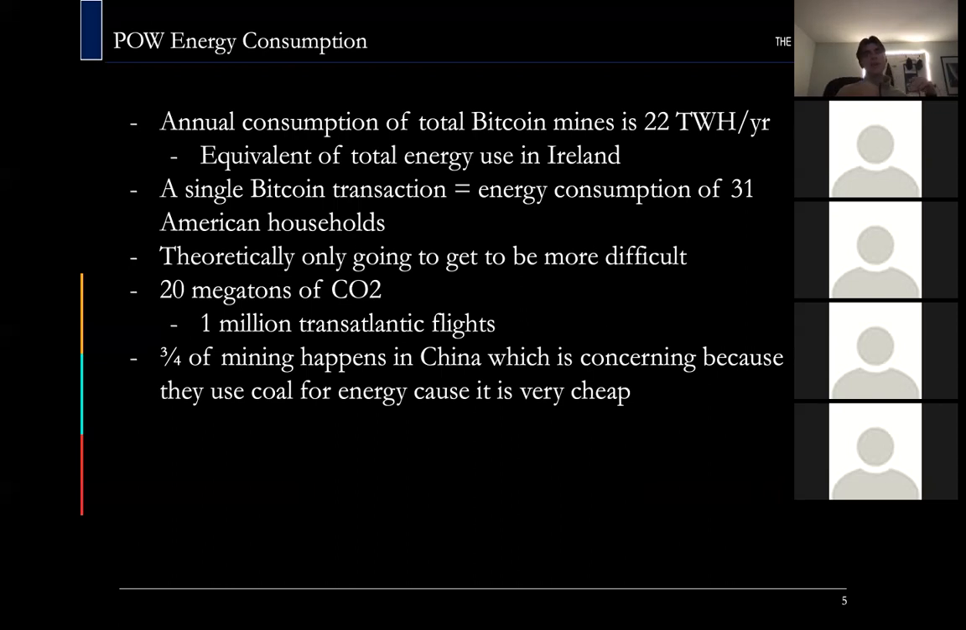Additionally, Bitcoin mining has produced 20 megatons of CO2, which is equivalent to 1 million transatlantic flights, which is not a great stat. And 3/4 of mining happens in China. The reason for this is because China's electricity is very low, and that is directly related to the amount of profit you get out of mining. So why would you not go to a place that has very low electricity? And China uses a lot of coal for its energy because it is very cheap, but it is also very bad for the environment, which is a little bit concerning.